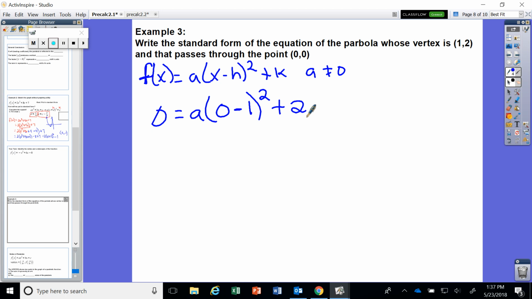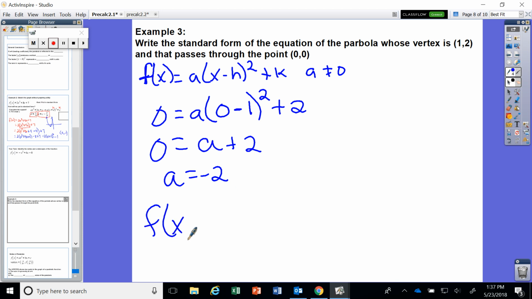Well, now let's do some work. Let's go ahead and find out what that value for a ends up being in the end. So 0 equals a times (negative 1) squared, which is 1, so that's a plus 2, and then in the end a equals negative 2. So that is a, that is our leading coefficient. So our standard form looks like f(x) is equal to negative 2 times (x minus 1) squared plus 2. Now throwing back in our vertex x and y coordinates.